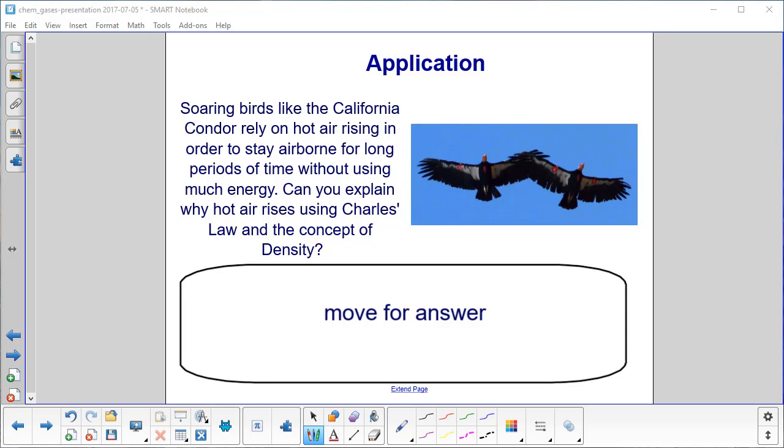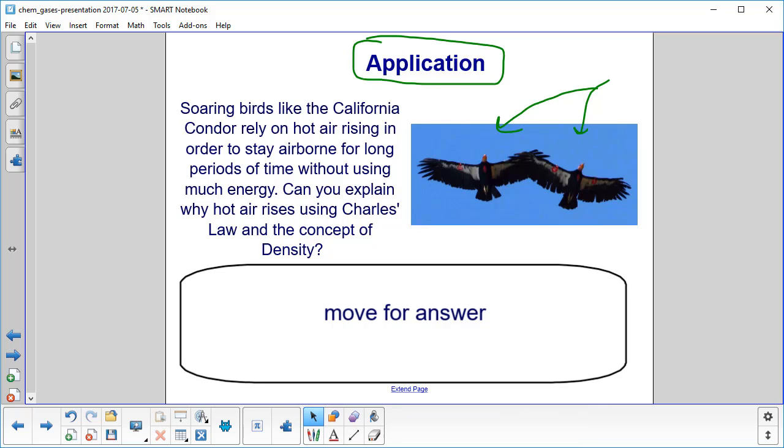Let's see how this works in something we might see in an everyday application. Soaring birds like the California condor, here's two of them, rely on hot air rising in order to stay airborne for long periods of time without having to flap their wings too much. Can you explain why hot air rises using Charles's law and the concept of density? Take a few seconds, pause the video if need be, and then you can move this box for the answer.